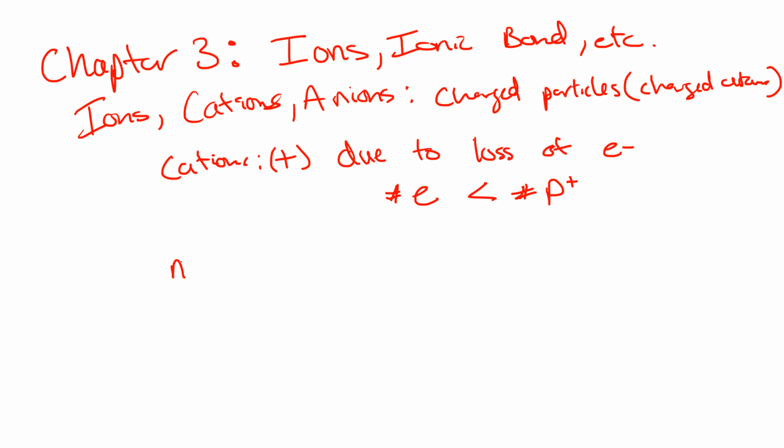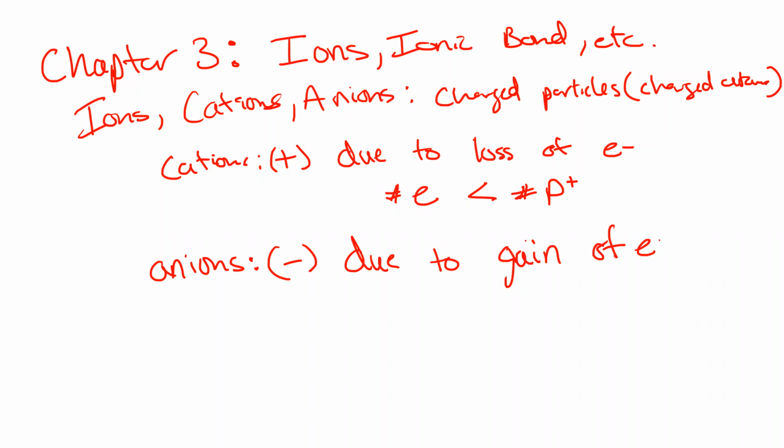In comparison, therefore, anions are negatively charged due to a gain of electrons. Therefore, the number of electrons now exceeds the number of protons in the nucleus that the electrons are surrounding. Okay. Any questions about these topics so far? Any questions? Question?